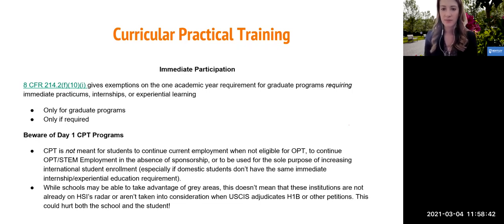that requires an internship from the very start, the government has been pretty clear that CPT isn't meant for students to continue current employment in the absence of eligibility for other types of employment authorization or sponsorship, or to increase international student enrollment. So we all know those day one CPT programs where many of our students transfer to at the end of the summer, the end of the cap season. But just because those institutions are able to take advantage of a gray area, it doesn't necessarily mean that those institutions are not on Homeland Security Investigations' radar already, which could be detrimental to both the school and the student.